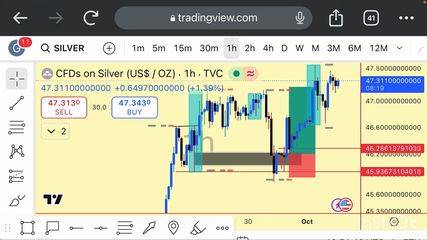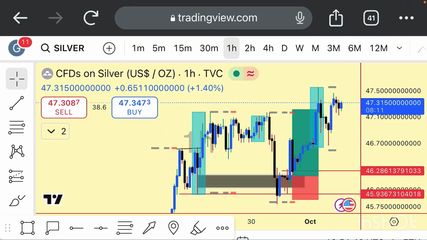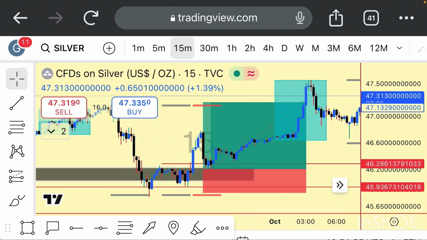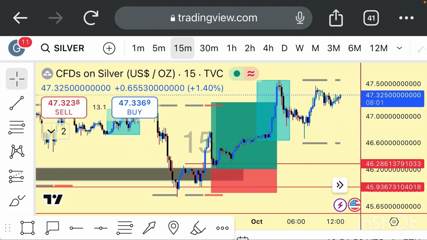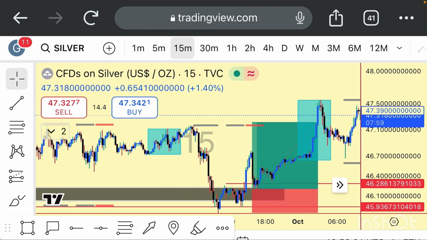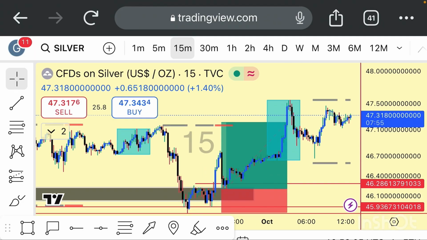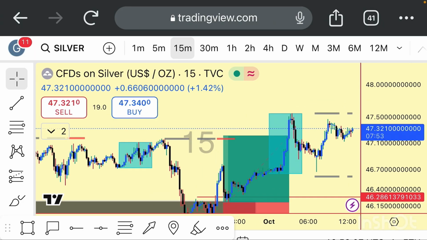So I just waited for it to come down here. After grabbing the liquidity below this Asian range low, my entry was here. I allowed it to run. Let me come to 15 minutes to see it more clearly. I allowed it to shoot to the upside, then come back for this retest, and I joined. My target was just this high, but I am still holding the trade right now.